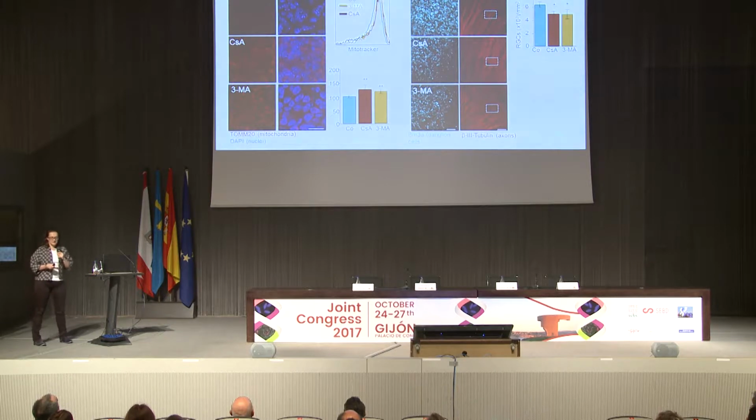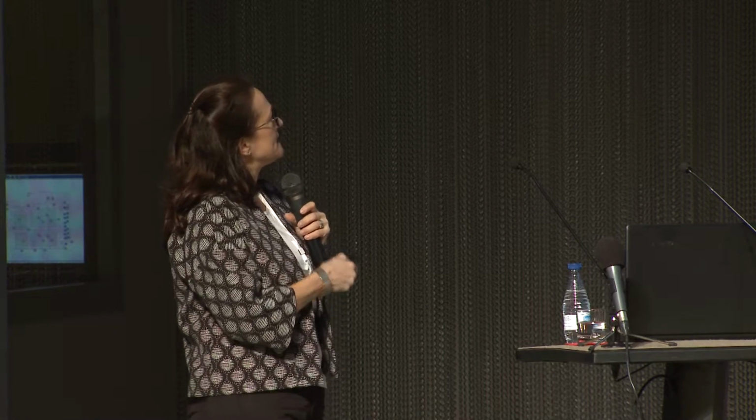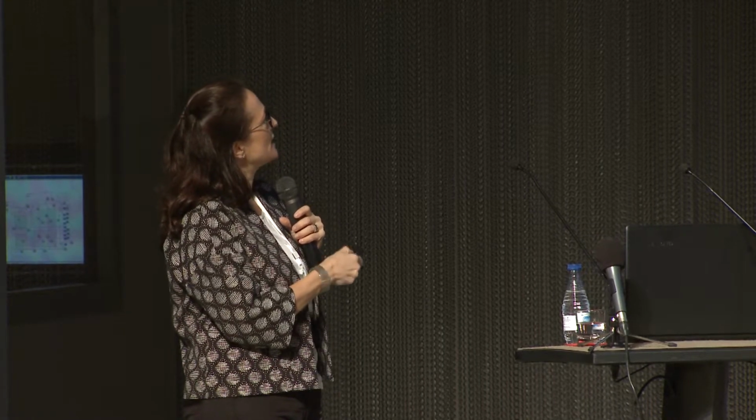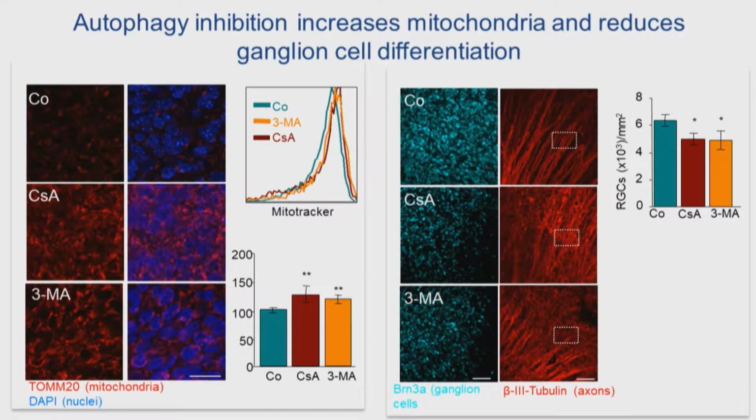We could mimic this deficiency in neurogenesis using retinal explants and classical autophagy inhibitors like 3MA and cyclosporin A to block mitophagy. You could see that culturing the retina with those compounds increased mitochondrial mass and also reduced neuronal differentiation.